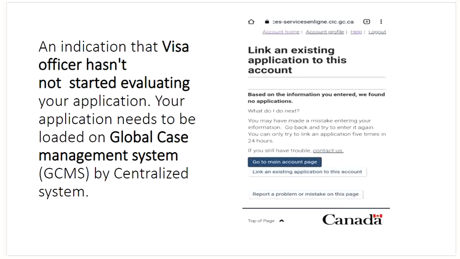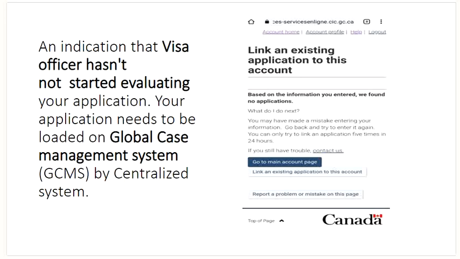What exactly it indicates is that your application has not been assessed or touched or evaluated by the visa officer yet. You don't need to worry about that. Your application has already been submitted, and you're likely to get AOR or ADR once you receive the letter. So you don't need to worry. In case you're able to link up your application, well and good. In case you're not, it means that the visa officer has not started evaluating your application.